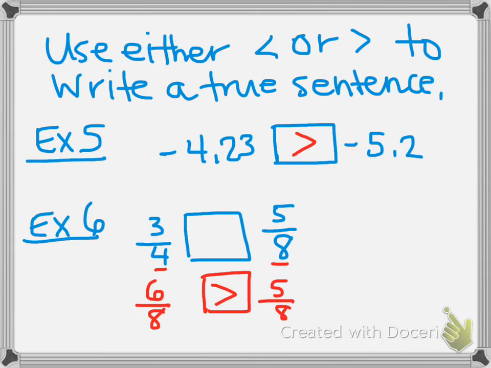On example 6, you have two fractions. You need to have a common denominator. For 4 and 8, that would be 8. And then this is times 2. That's how we got the 8. So we multiply the top by 2, and that's 6 over 8, which is greater than 5/8.